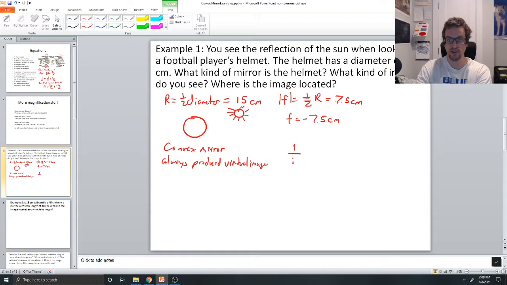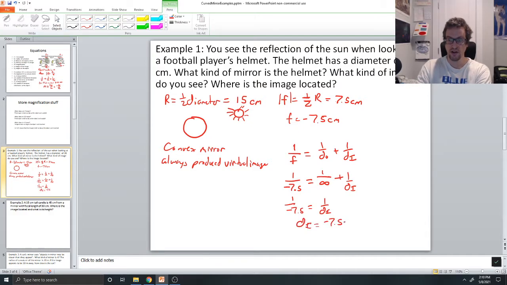So this is where I'm going to use 1/f = 1/do + 1/di. f I know, 1/negative 7.5 equals 1/do plus 1/di. And this is sort of interesting. do is infinity, basically. Or it's not really infinity, but it's really, really big. The sun is really far away, right? We're looking at the reflection of the sun. The sun is super far away. As far as we're concerned, it's infinity. So 1/infinity is basically 0. So 1/negative 7.5 = 1/di. di is equal to negative 7.5 centimeters.